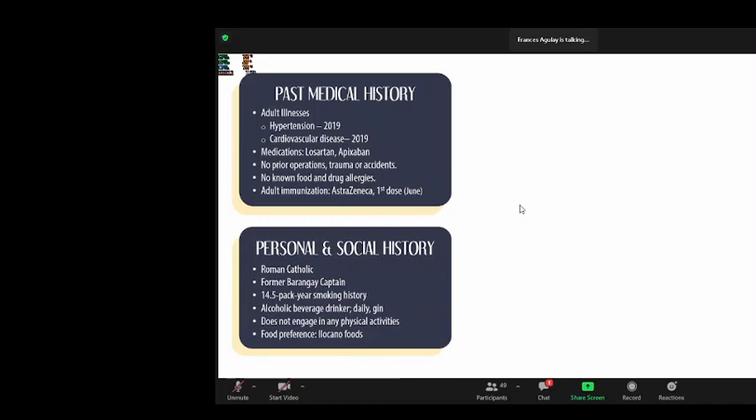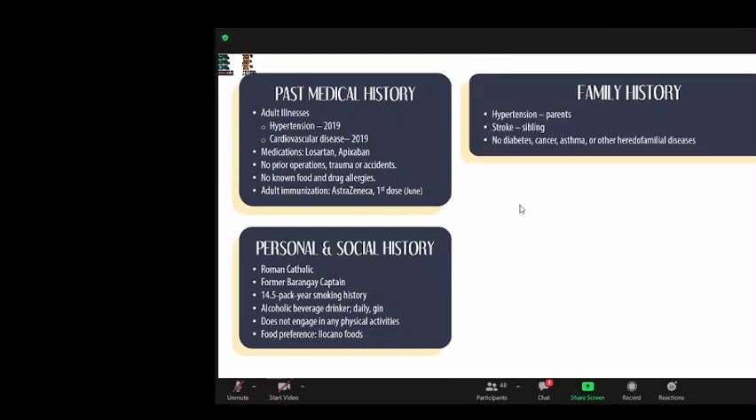For the personal and social history, he is a Roman Catholic and is a former barangay captain. He admits of a 14.5 pack year smoking history and is an alcoholic beverage drinker. He does not engage in any physical activities and prefers Ilocano foods. For his family history, his parents had hypertension and there's also a family history of stroke. No diabetes, cancer, asthma, or other hereditary familial diseases were noted.